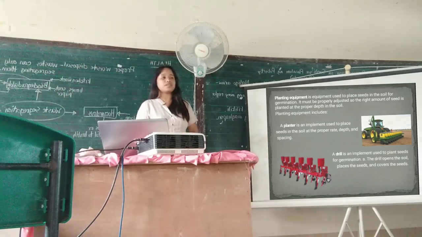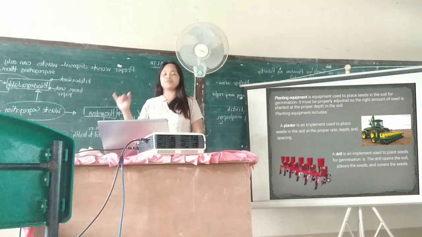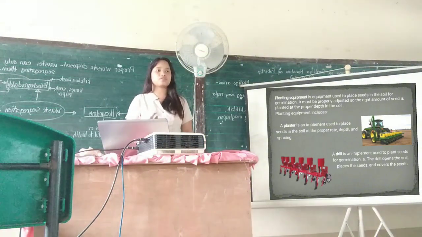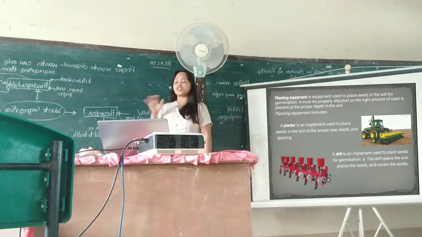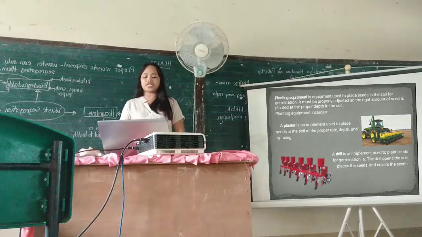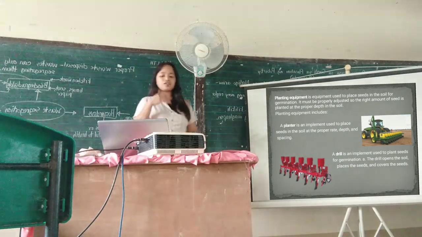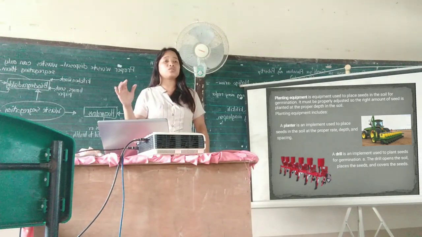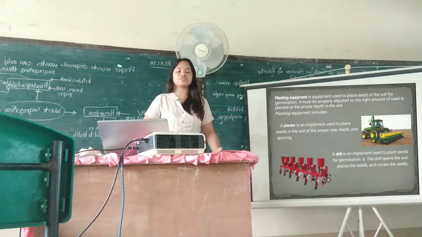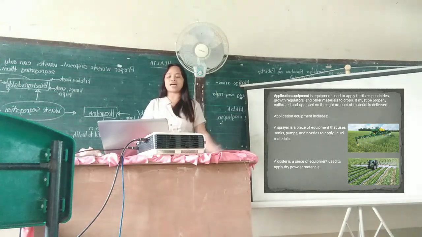So a planter is an implement used to place seeds in the soil at the proper depth, rate, and spacing. Then the drill is an implement used to plant seeds for germination. It opens the soil, places the seeds, and covers the seeds. That's the purpose, or the use, of drill and planter.